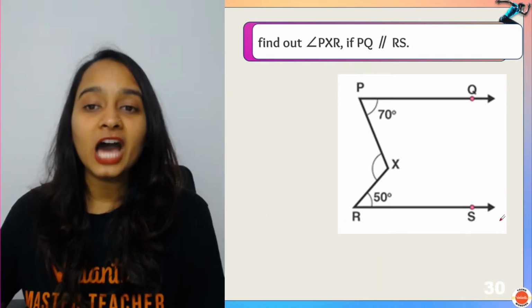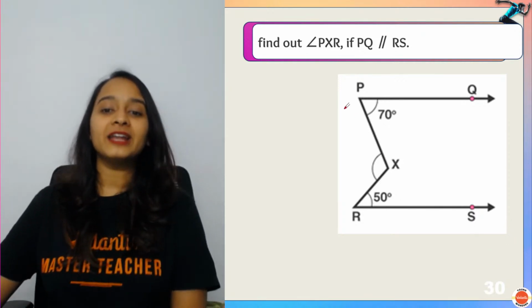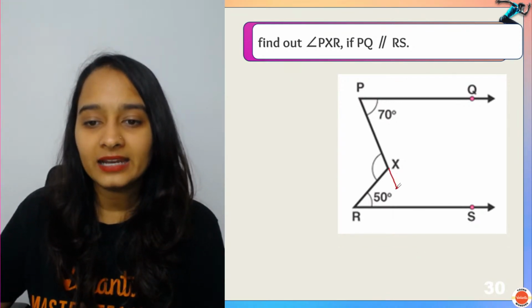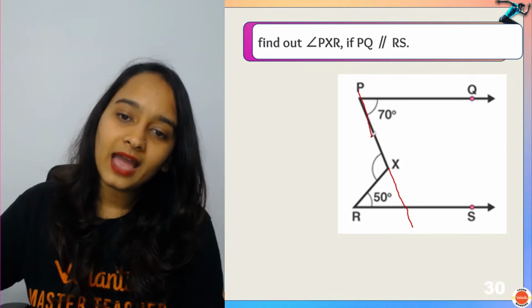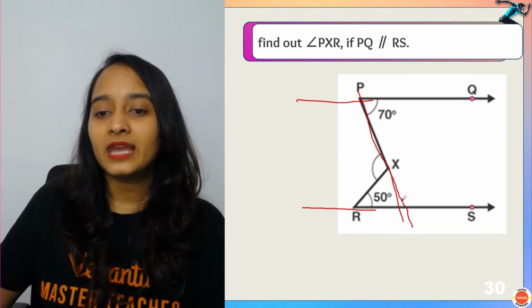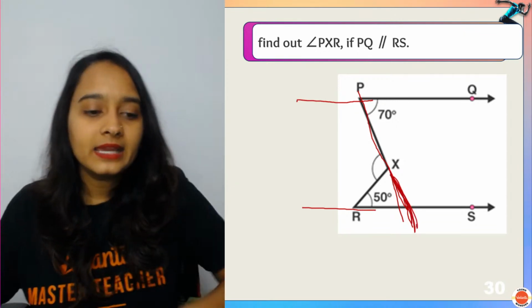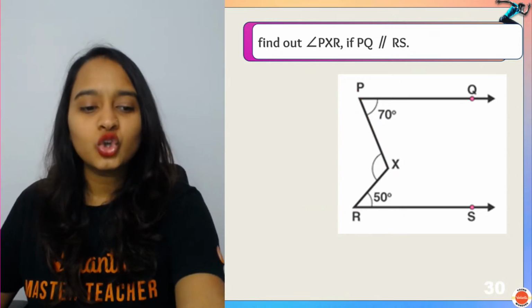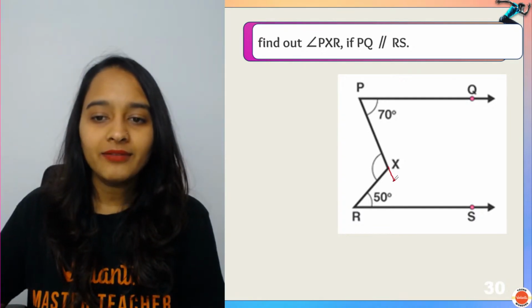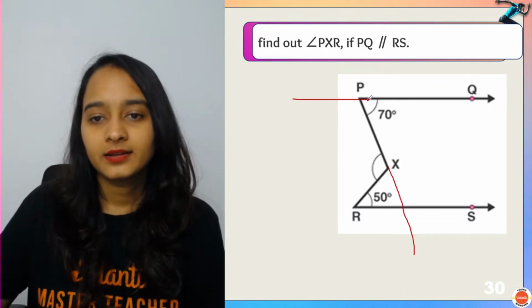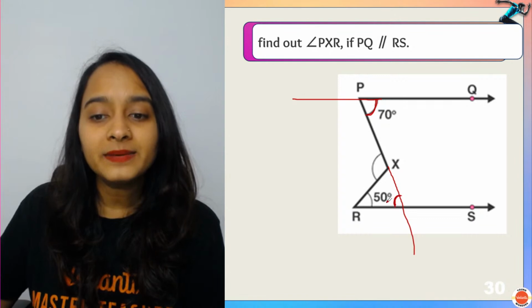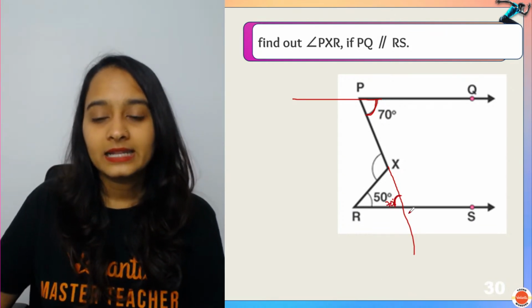PQ and RS are parallel to each other. We have to find PXR. Now, if they are parallel to each other, can I extend it like this? Now this acts as a transversal, right? If I extend these like this, then this becomes our transversal. Correct? Actually, there are so many ways to do this question. There's no one or two ways. Now what I will do is I'll extend the transversal. So if this is 70, this also will be 70. Let's take this to be O.